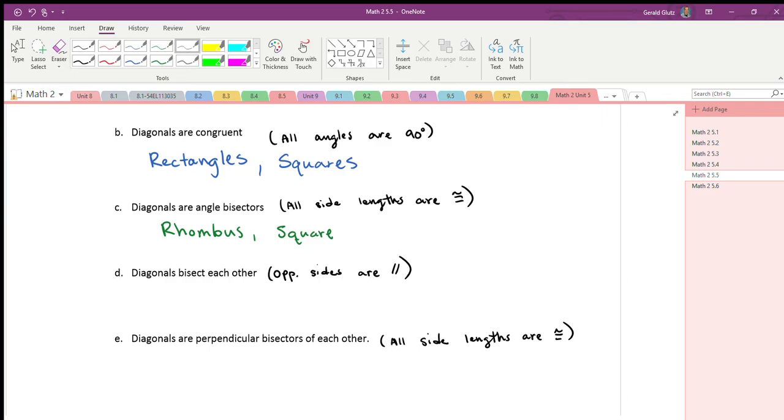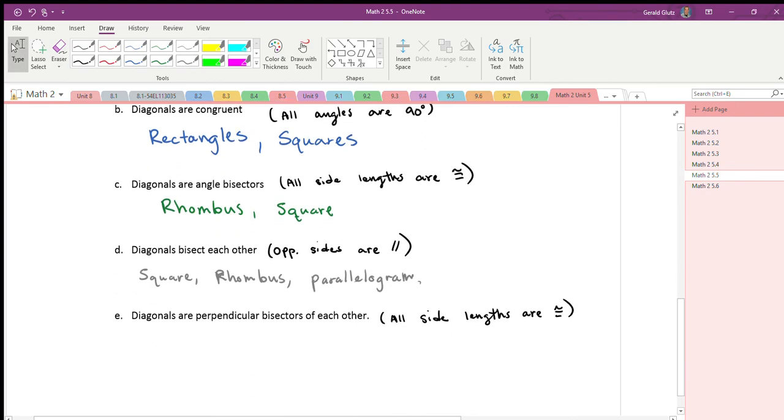Part D, diagonals bisect each other. If the two diagonals bisect each other, that means the opposite sides have to be parallel. So all the shapes that we know with the opposite sides being parallel, well, that's square, rhombus, parallelogram, and I'm missing one, rectangle. So all of those have diagonals that bisect each other.